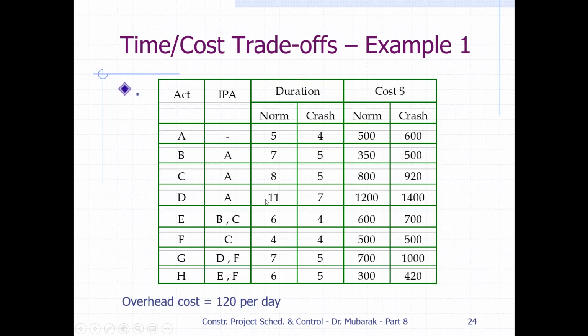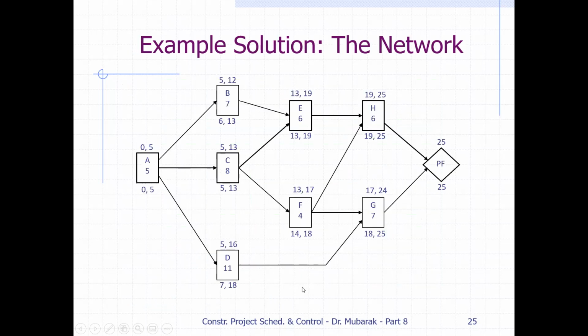D will be after A with 11 days duration. E will be after B and C with 6 days duration. F will be after C with 4 days duration. G will be after D and F with 7 days duration. H will be after E and F with 6 days duration. Okay, so we can draw this diagram.